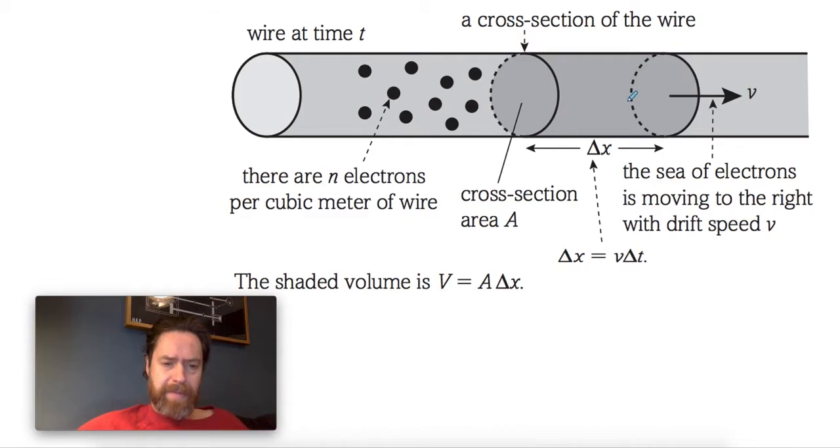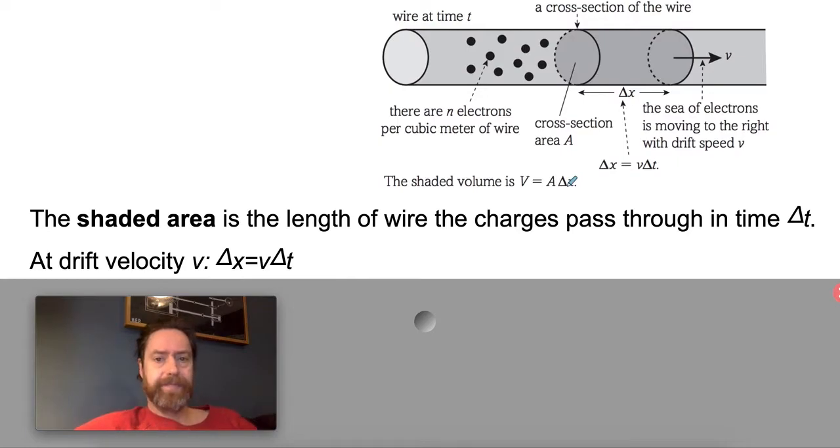So you might want to pause that or rewind that and think about that again, and then we're going to start using this and break this down to try and get an equation. Okay, so I'm now going to step you through this. Now, as I said a second ago, the shaded area is the length of wire the charge has passed through in time delta t. So that's this little bit here.